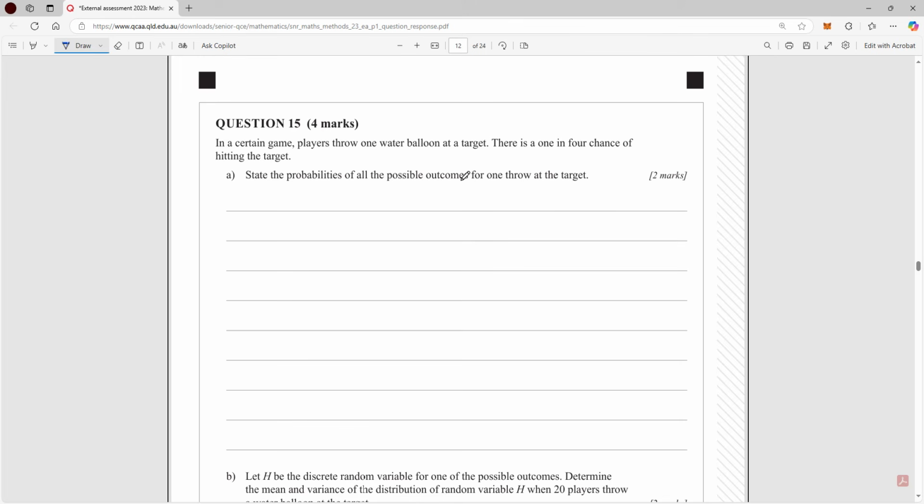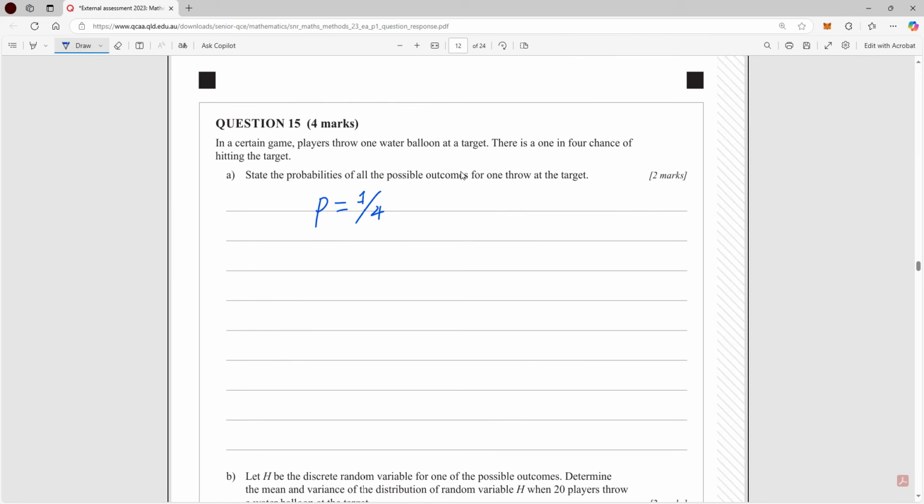There is only a 1 in 4 chance of hitting the target. State the probabilities of all possible outcomes for one throw at the target. So, basically, if you're throwing something at a target, you could hit it or miss it. So this is a binomial probability. Here, the probability of hitting it is 1 in 4.